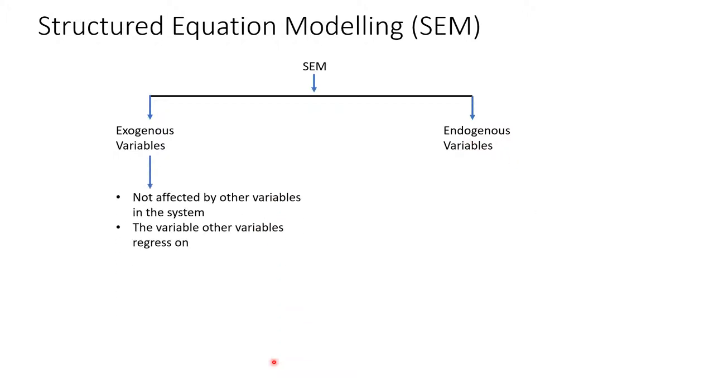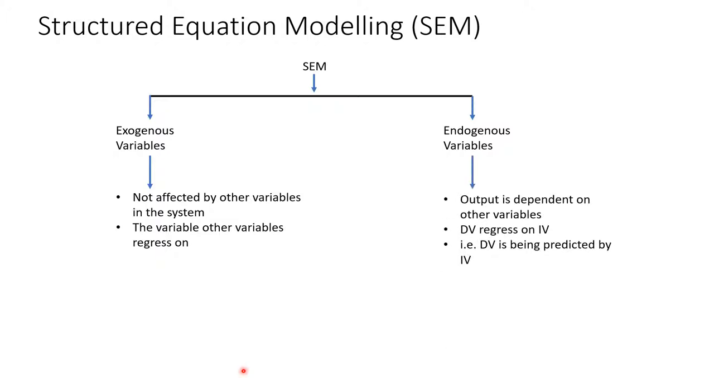Now, when you're talking about the exogenous variable, what is the effect? It's not affected by other variables in the system. When you have a variable that is not affected by any other variable in the system, it means that it's an exogenous variable. Other variables regress on the exogenous variable, which means it determines the output of the other variables.